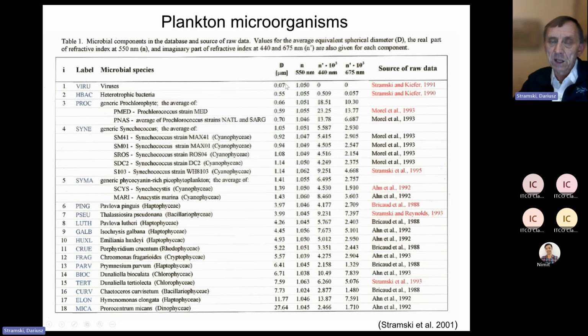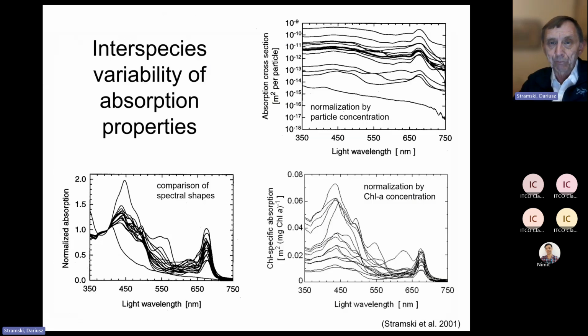You can see this database encompasses the size range of different particle types, from viruses, which are less than 100 nanometers in size, to the largest species in the database, which is about 28 or 30 microns in size.